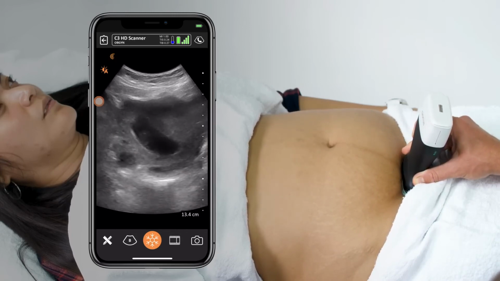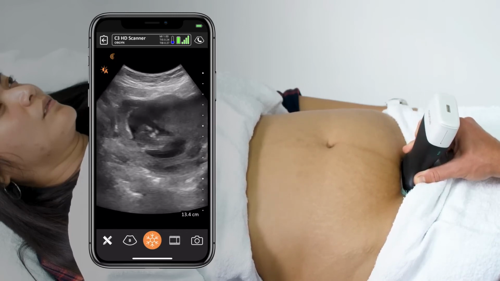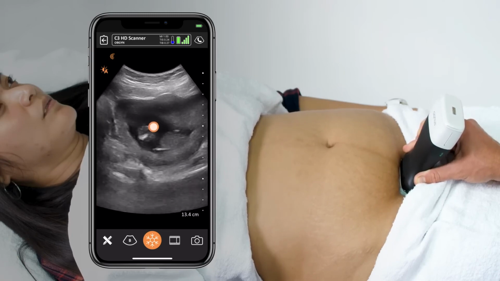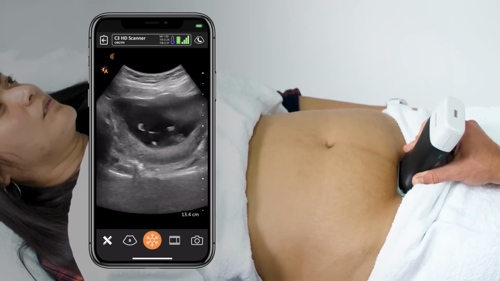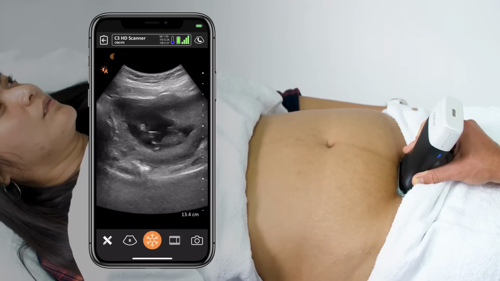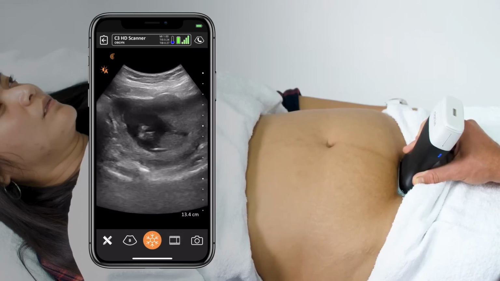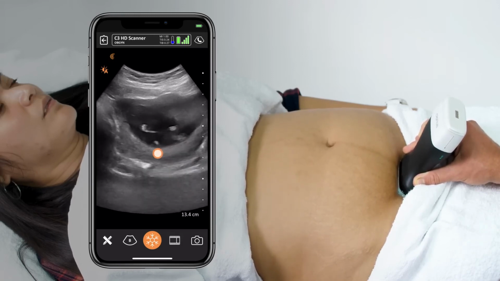bladder. Once I've identified the uterus, I'll continue sweeping through until, ideally, an intrauterine pregnancy is identified. Early signs could be a yolk sac, but in this one, I can even see fetal heart tones present.